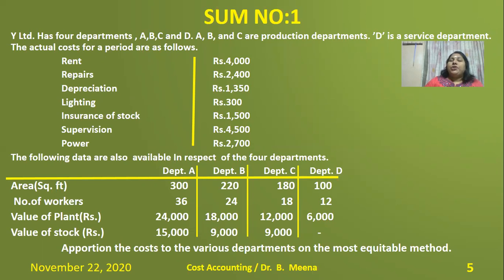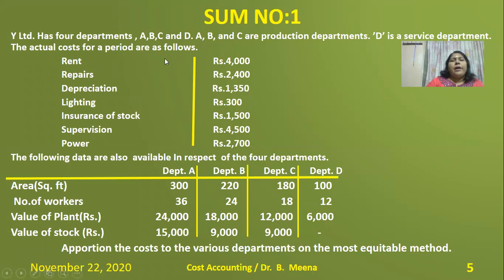Is there any information relating to materials or wages? Those two things can be shown only in the service departments. So whenever you are preparing the primary distribution summary, as per this problem, A, B, C are the production departments, D is a service department, and these are the expenses given.